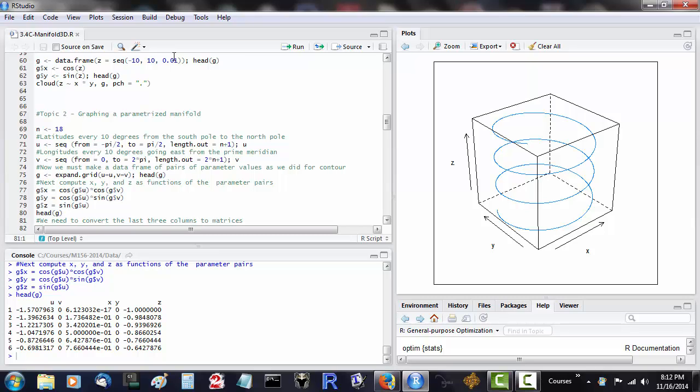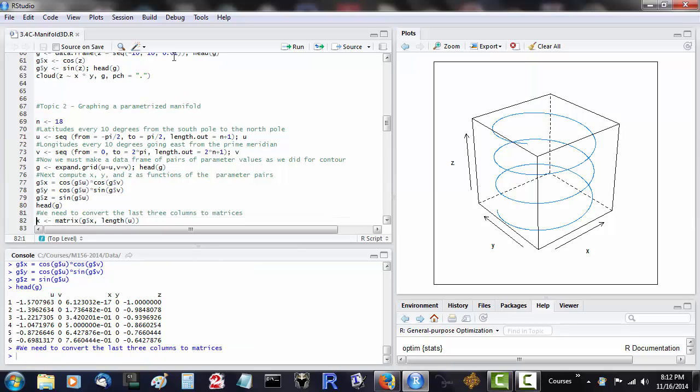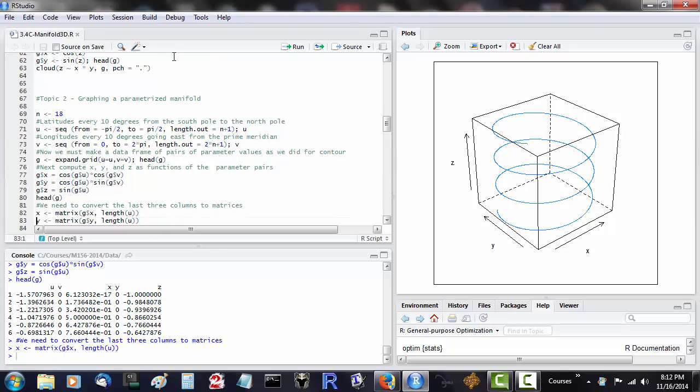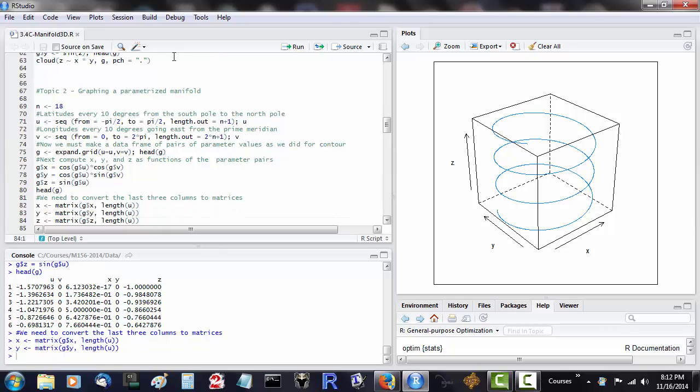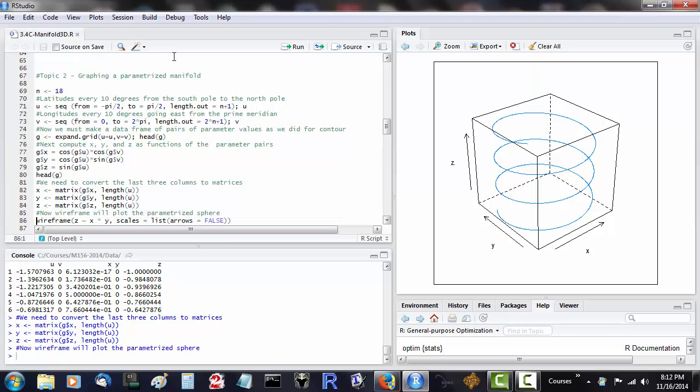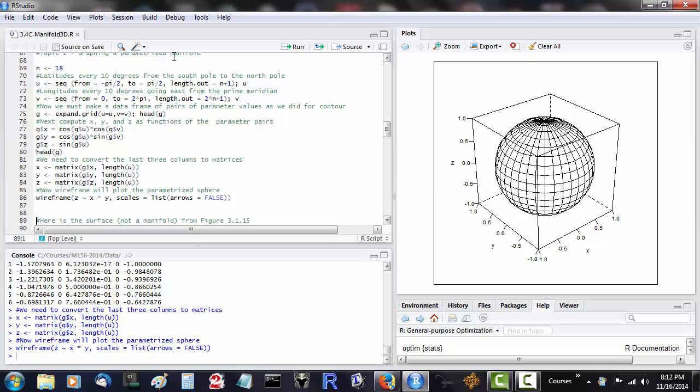For some reason, we have to convert these last 3 columns to matrices, but you know how to convert a matrix into a vector. You just specify the length. So there are the matrices for x, y, and z. And now if you tell wireframe I want z as a function of x and y, bingo, isn't that beautiful? It's a nice depiction of the parameterized sphere where lines are drawn for fixed values of the parameter.